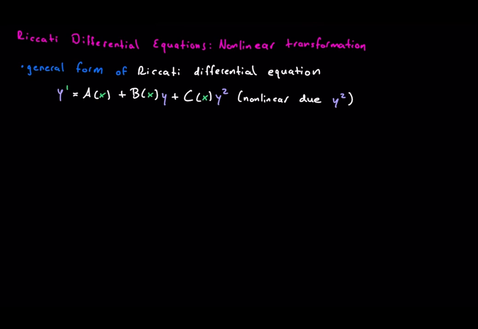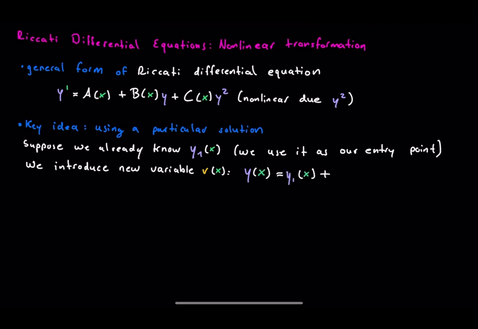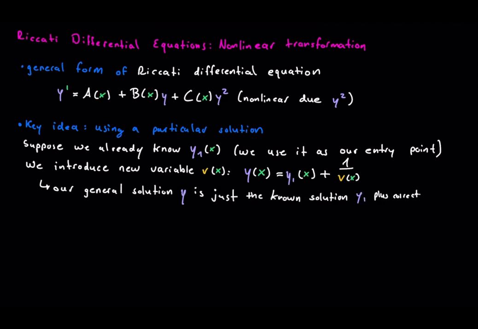This is where the Riccati equation teaches us a powerful trick. Sometimes you can linearize a nonlinear equation if you already know one solution. Suppose we already know a particular solution y1 of x. We'll use it as our entry point. We introduce a new variable v of x by setting y equals y1 of x plus 1 over v of x. This substitution says our general solution y is just the known solution y1 plus a correction term 1 over v. This simple shift transforms the nonlinear equation into a linear one. You'll see how in a moment.